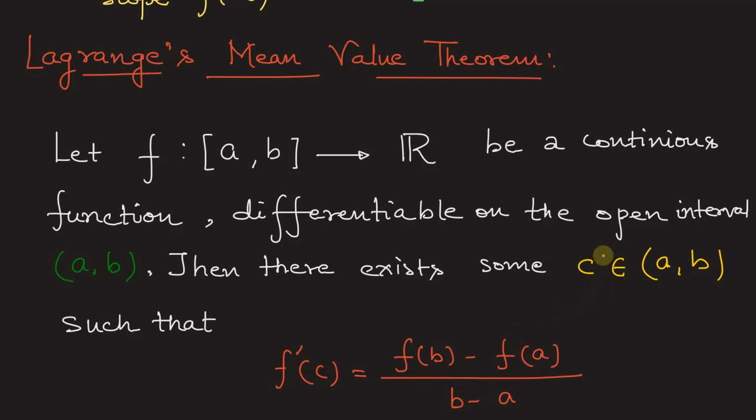So we need to find the value of c, that is x naught. At this moment, you can pause the video and, using the given data and the concept explained above, try to find the solution by yourself. Of course, at any point, you can resume the video. Now let's continue with our solution. If we use the LMVT, that is Lagrange's mean value theorem, we can write.